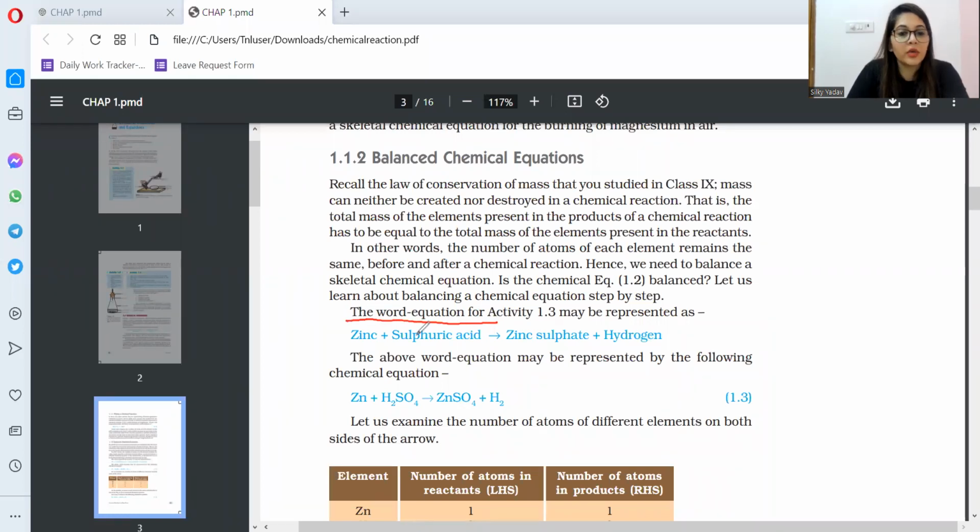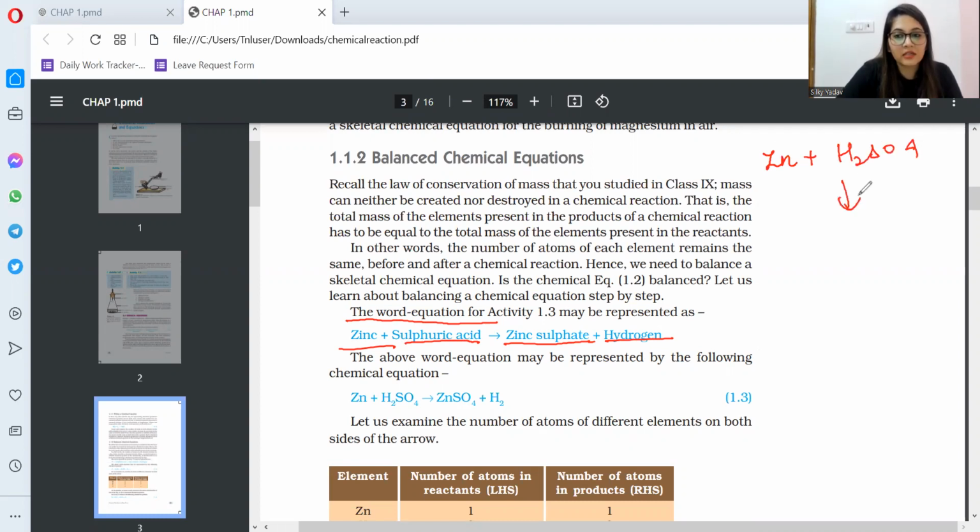See, this is the word equation. Zinc plus sulfuric acid is giving us zinc sulfate and hydrogen. So this is the word equation. Now we will be writing the formulas for them. Like for zinc, it is Zn. For sulfuric acid, it is H2SO4.